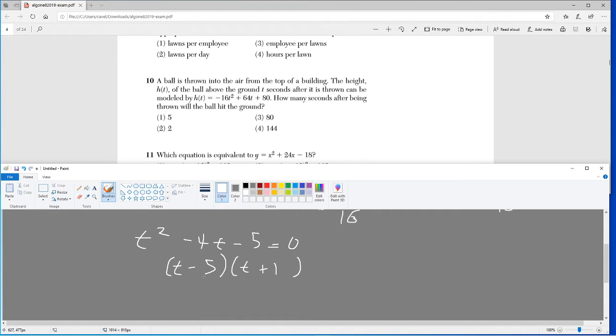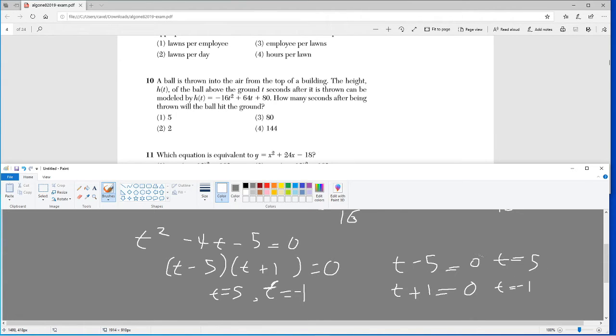How do I know this? -5 plus 1 is -4. -5 times 1 is -5. So the two conditions are satisfied. So if we solve for t, we have t is equal to 5 and t is equal to -1. Because we do t minus 5 is equal to 0, t plus 1 is equal to 0, and then here we get t is equal to 5, t is equal to -1.